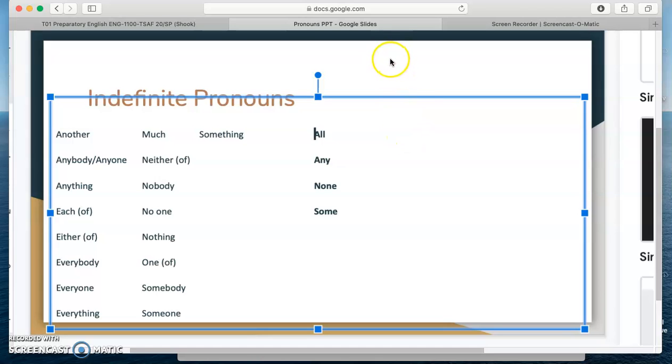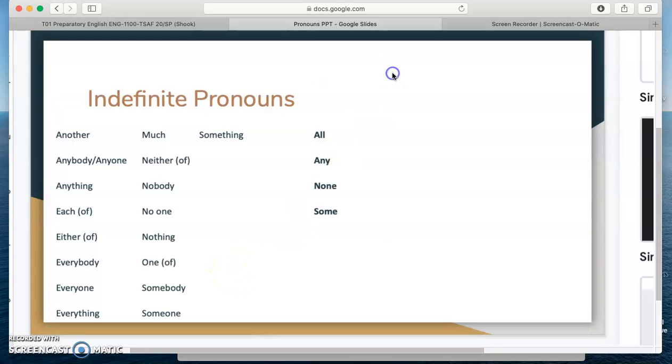But you will not find a group of indefinite pronouns that are only plural all the time. The closest you get comes with these four, all, any, none, and some, which can act as plural pronouns, but they can also act as singular depending on the context. But another, much, something, anybody, anyone, neither of, anything, nobody, all the way down here on this non-bolded side, these are singular indefinite pronouns only. So what does that look like?